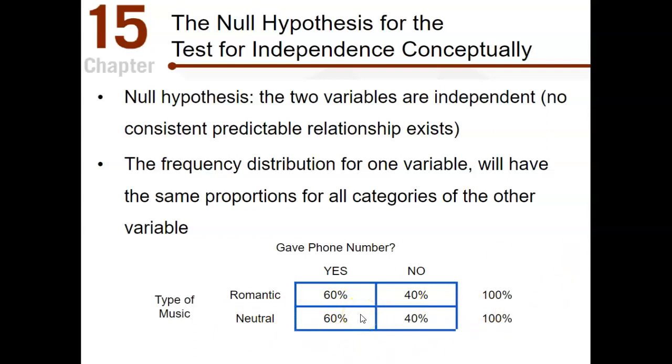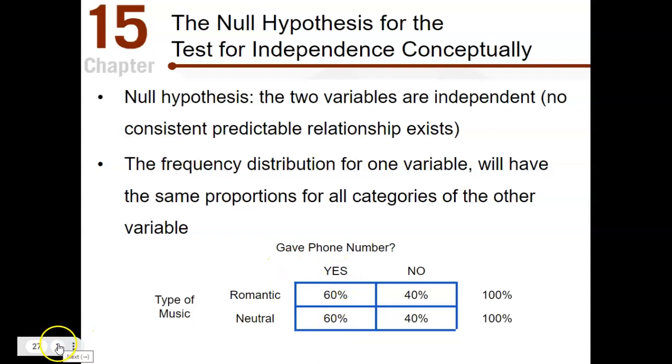When they're independent, when there's no relationship between them, they'll have the same proportions, distributions. That's maybe a little bit counterintuitive, but when you think about it, it actually makes sense. If they actually are related, if, for instance, the type of music does have some bearing on whether they say yes or no, then you'll see that it would be different, right? So perhaps under the neutral music, only 30% of the women actually give their phone number because the type of music did make a difference.